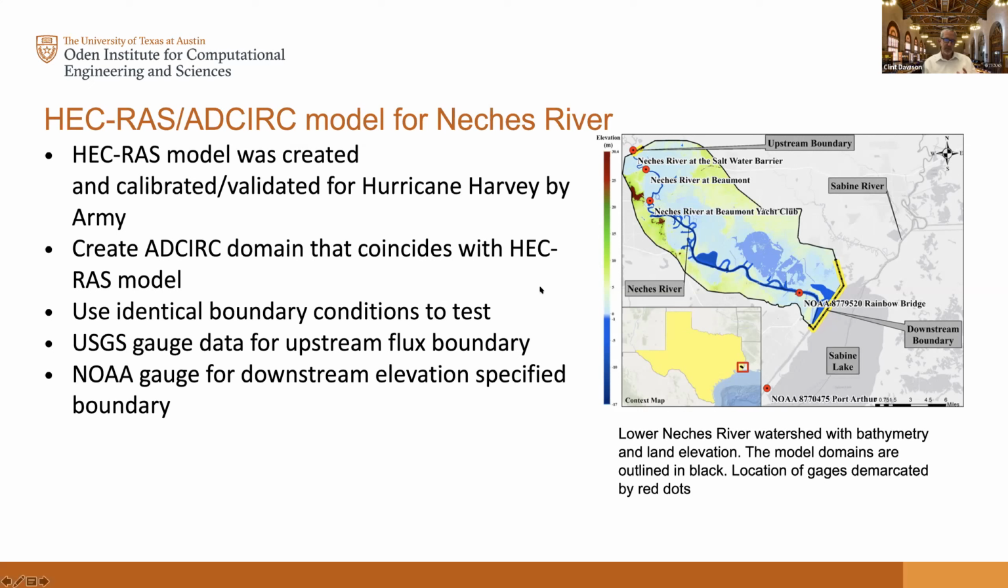We were also curious because, as you can see, they do not include any of the coastal region. This watershed is connected to a lake, which is then connected to the Gulf. Okay, and they didn't include any of that region in the HEC-RAS domain because HEC-RAS essentially runs on Windows machines. So we also created an ADCIRC domain that coincides with this region, and we compared the two codes. We used a NOAA gauge at the downstream area to provide downstream boundary conditions for both models.